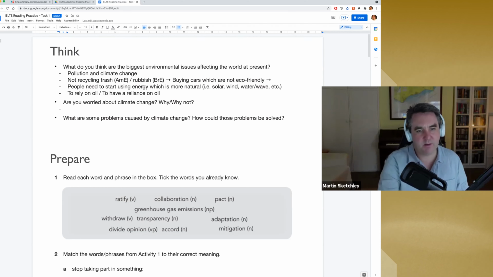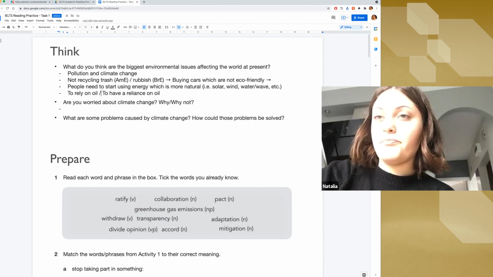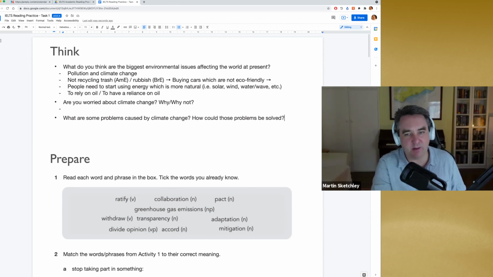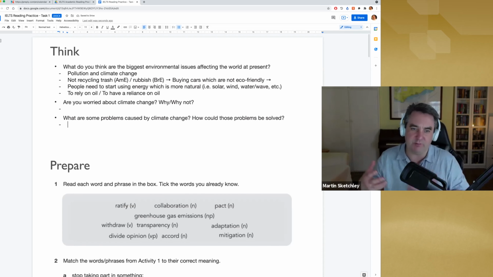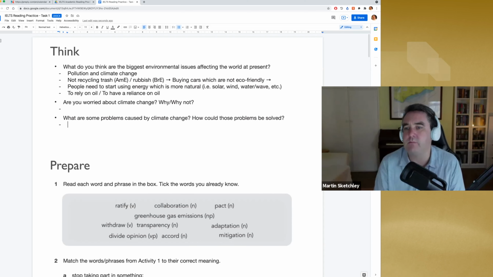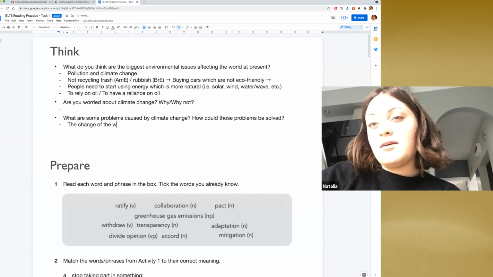Yeah. Okay. Well, we've already spoken about what causes climate change, you know, like the reliance upon petrol and oil, buying cars which are not eco-friendly, not recycling, etc. But what sort of problems could arise from climate change? Firstly, the change of the weather and the temperature. Yeah.